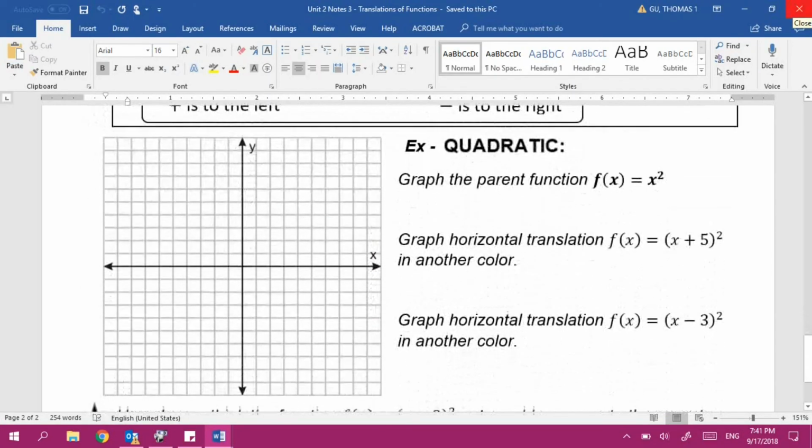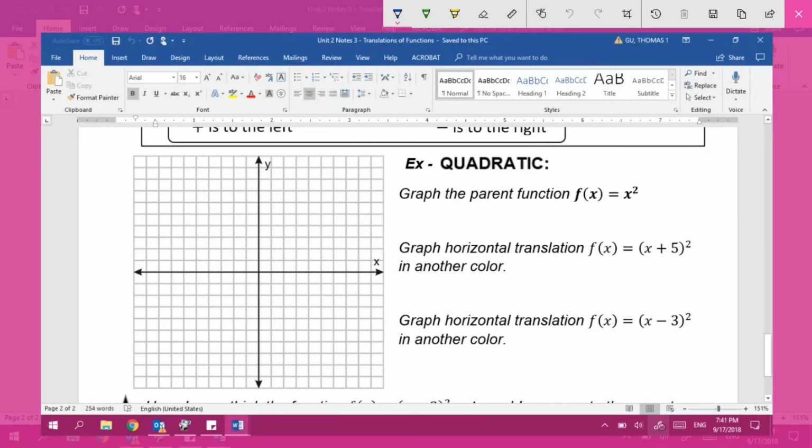So now let's do an example with a quadratic. Now the parent function for a quadratic is f of x equals x squared. So x, y, and the basic points for the quadratic parent function are going to be -3, -2, -1, 0, 1, 2, and 3. f of -3 is 9. We just square the number.